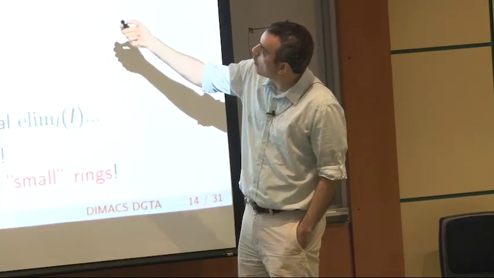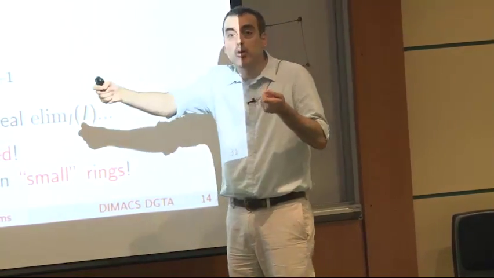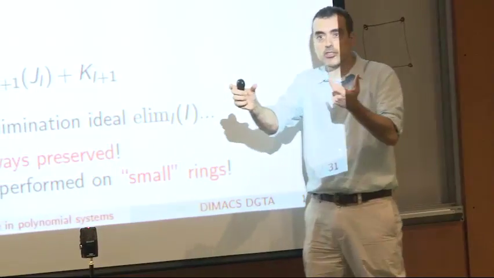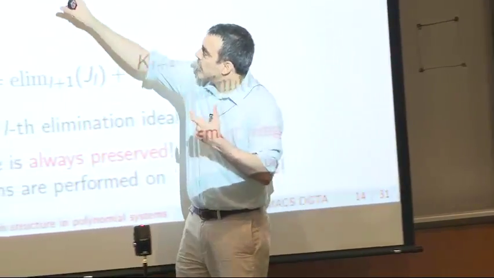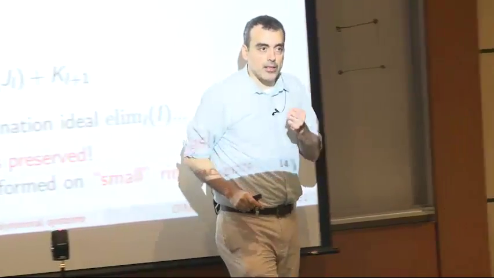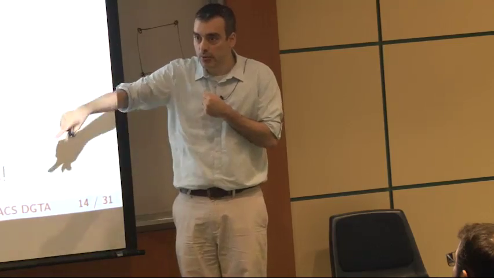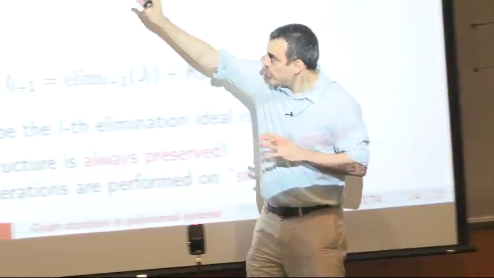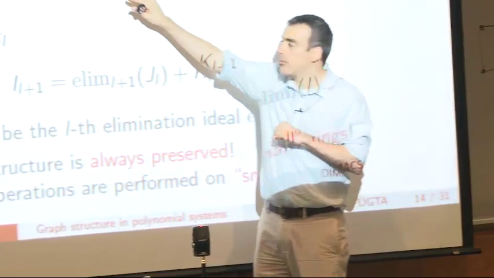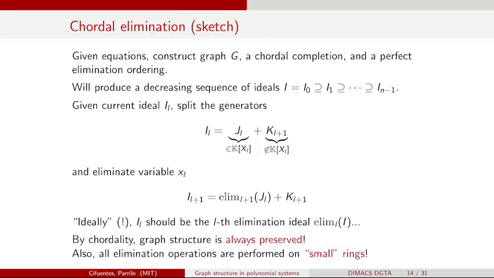So what am I going to do? I'm going to look at my ideal, that means the current equations that I have, and I'm going to split the generators into two sets. This set is going to contain all the polynomials that contain only my current variable and its neighbors, and this other set is going to contain everything else. I'm doing computations only on this part. I'm going to eliminate the variable, which is going to leave the party. Then I'm going to put the equations together, and I'm going to continue the process.